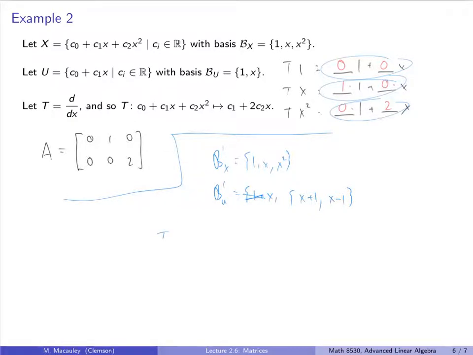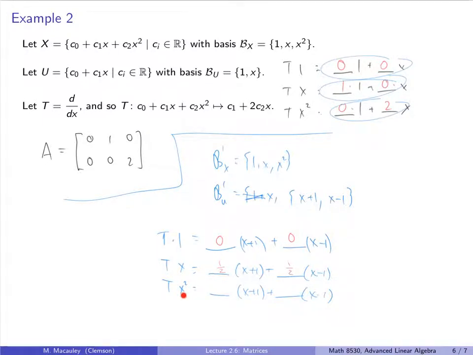So let's do T. Let's take our input basis, 1, x and x squared, and let's write these as something times x plus 1 plus something times x minus 1. I don't really know how hard or easy this is going to be. Okay, so the derivative of 1 is 0. So we put a 0 in both of these. The derivative of x is 1. So how do we get 1 from these two things? We subtract them and we get 2. So let's subtract them and divide by 2. So we get 1 half and 1 half.